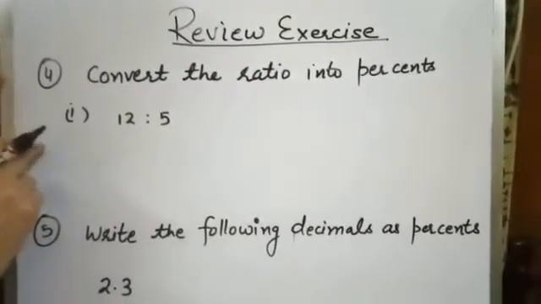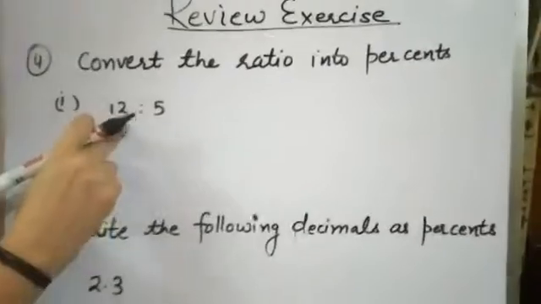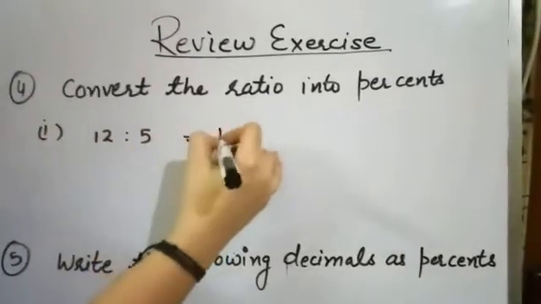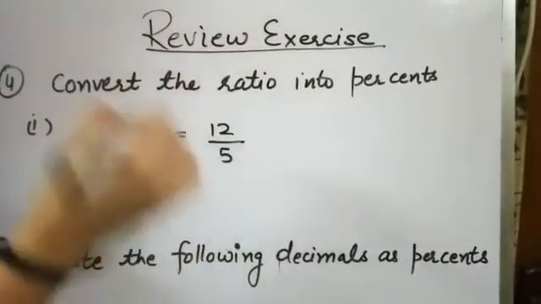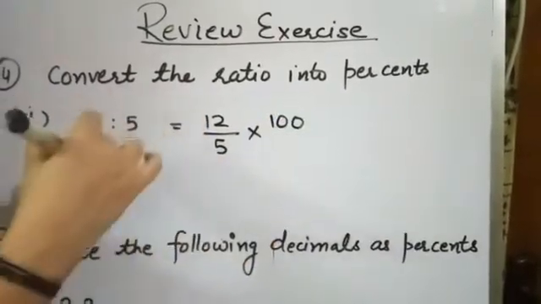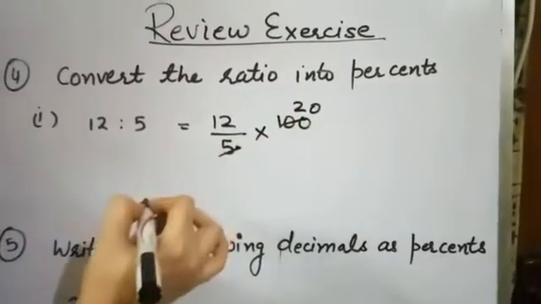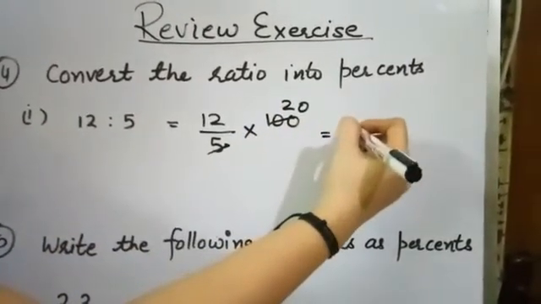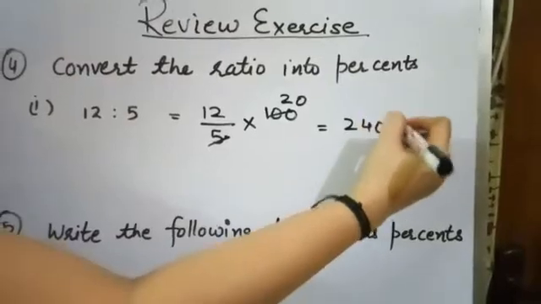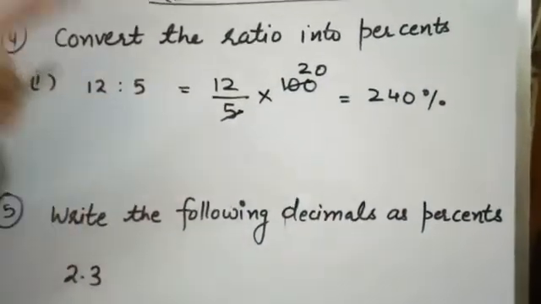Moving to the next question, convert the ratio into percent. 12:5. A ratio can be written as 12/5. Now to get it into percentage, we have to multiply by 100, the same as we did in the last question. 5 2s are 10, 20, and 12 into 20, that is 240%. In this way, you can change any fraction into percent.